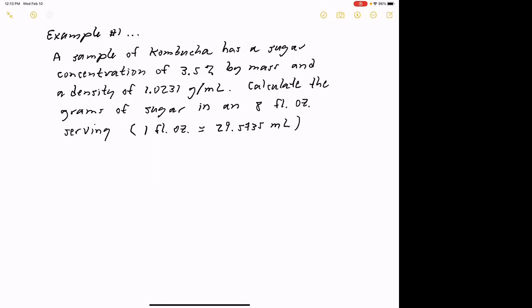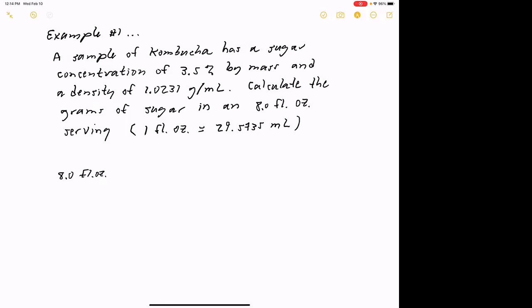And I give you another conversion that you won't find in the tables, and that's 1 fluid ounce is equal to 29.5735 milliliters. Okay, so I want to figure out how much sugar in terms of mass is in this 8 fluid ounce serving of the kombucha. All right, so my given here is pretty much going to be the 8 fluid ounces. That's the serving size. I'm going to go ahead and give it another sig fig here, so I'll make it 8.0 fluid ounce.